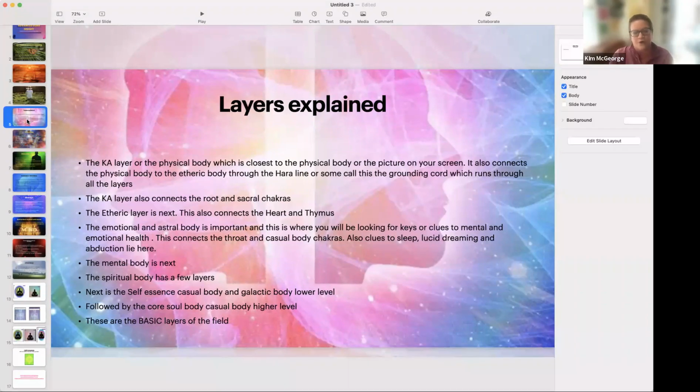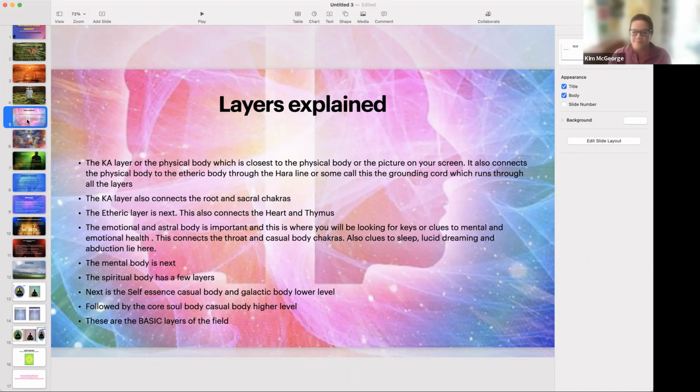The old aura is where you would want to look for that, because I cannot easily see it in this one. Maybe you guys can, and you can point me to how you see it, but I don't see it in the new version. But again, this layer also connects the root and sacral chakras. So again, we're looking for grounding. We're looking for basic needs being met. And then we have the etheric layer, which is next.